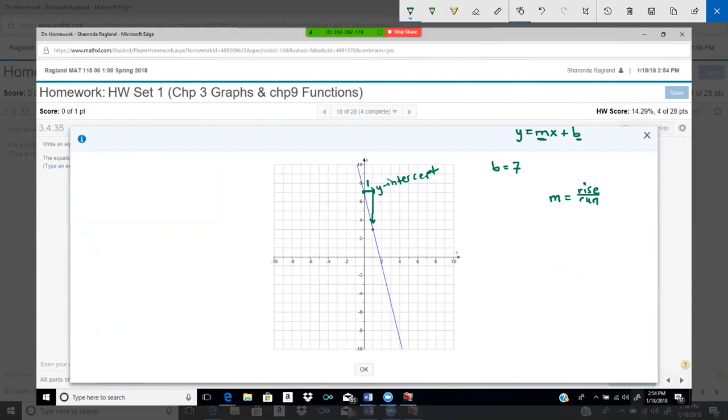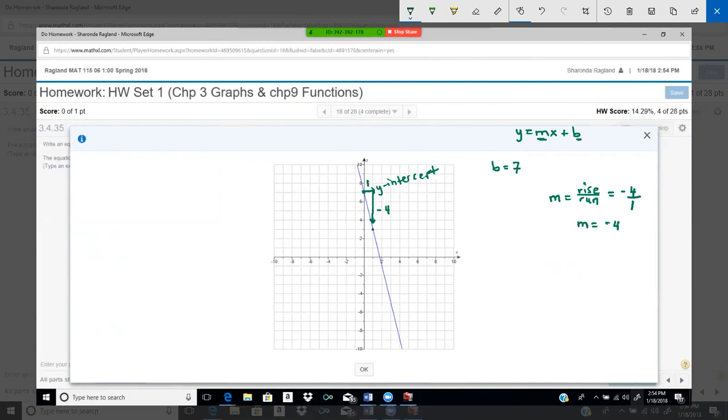Okay, and then we went down 1, 2, 3, 4. Let's see, 1, 2, 3, 4. So we went down 4. So that's negative 4, right? So the rise, which was actually a fall for us, is negative 4, and the run was a positive 1. So the slope is negative 4 over 1, which just simplifies to negative 4.